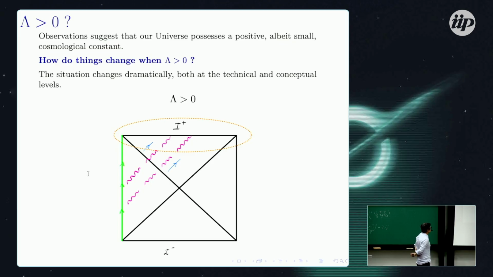Even the very basic fundamentals of gravitational waves, what we learn from gravitational waves, changes if we have a positive cosmological constant. In particular, if we have a source here at some point that will emit gravitational waves, the waves will cross the cosmological horizon and finally will reach scri plus, future infinity, which is spacelike. So basically, if one wants to do something analogous to the boundary analysis, we need to study this region.